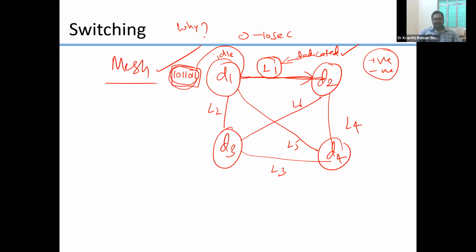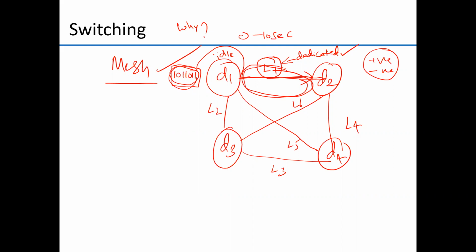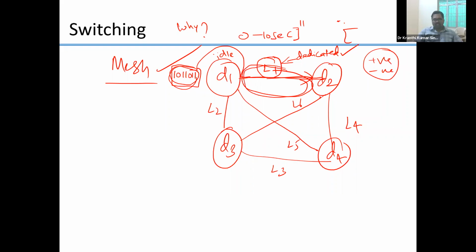In this scenario, can we utilize this link for other transmissions for other devices? No, sir. So from 11 seconds to 30 seconds, the link between D1 and D2 is idle. At the 31st second, D1 again has some data, 10111011. From 31 to 40 seconds it transmits the data, and then it is idle again.